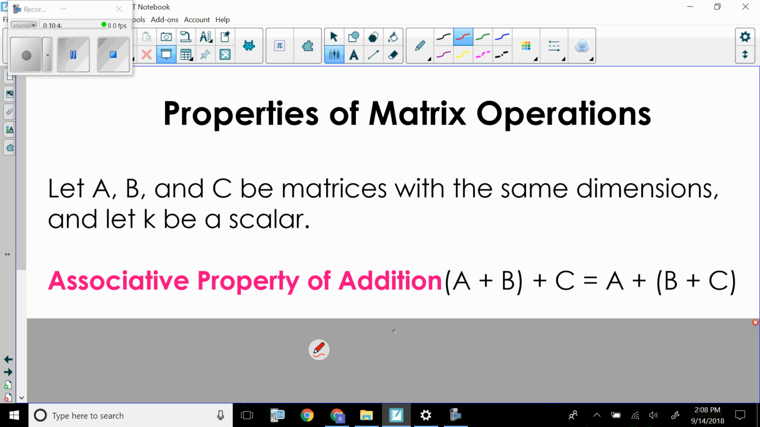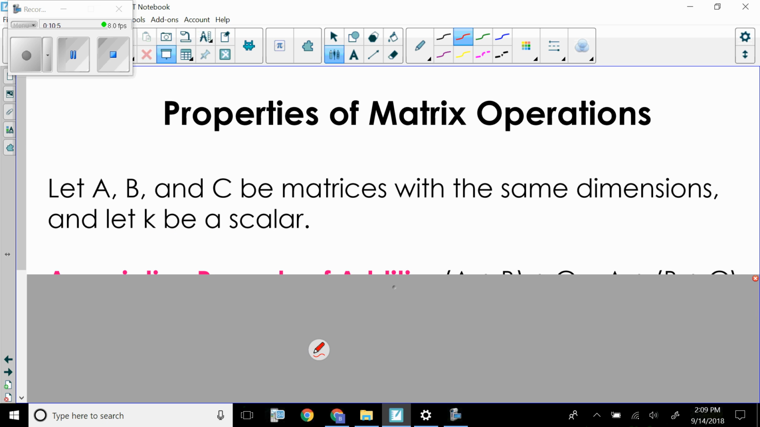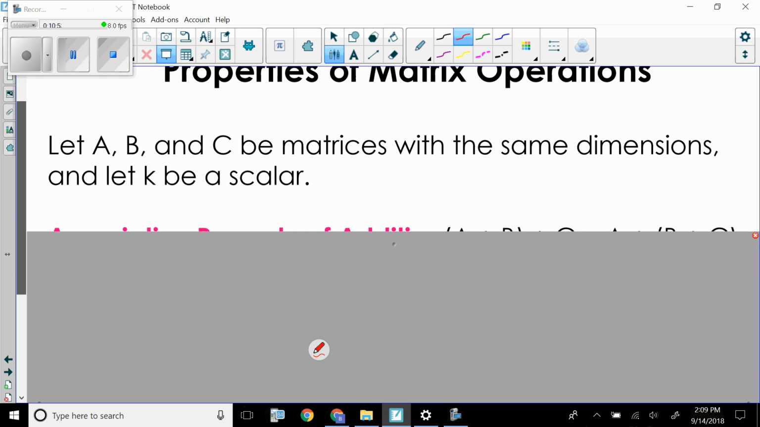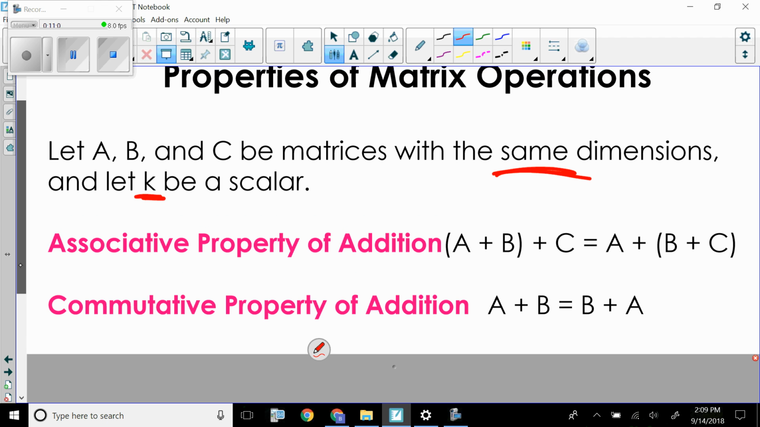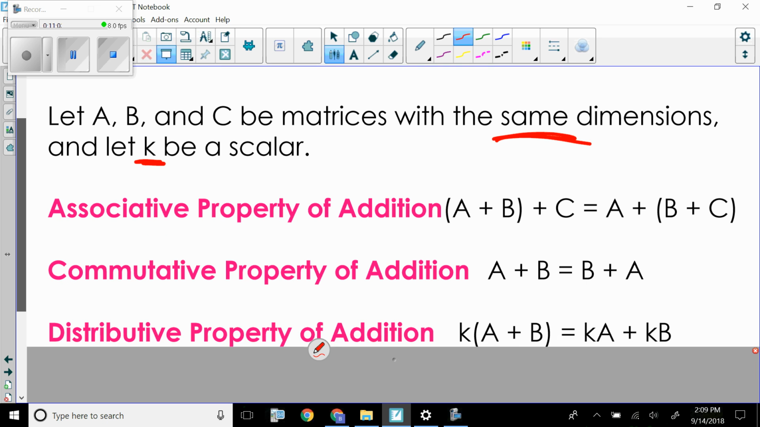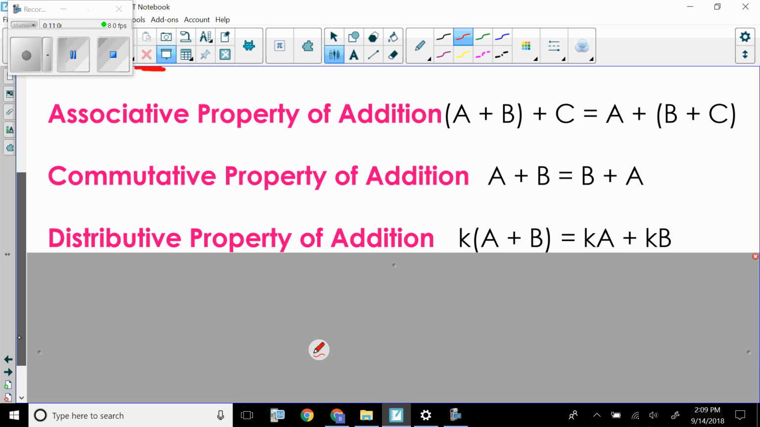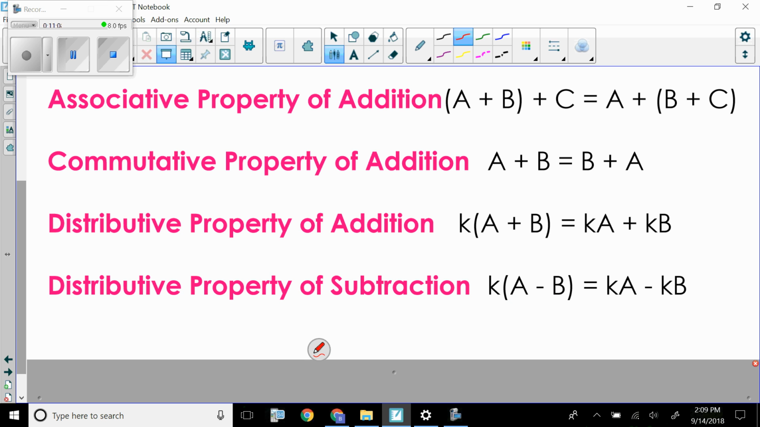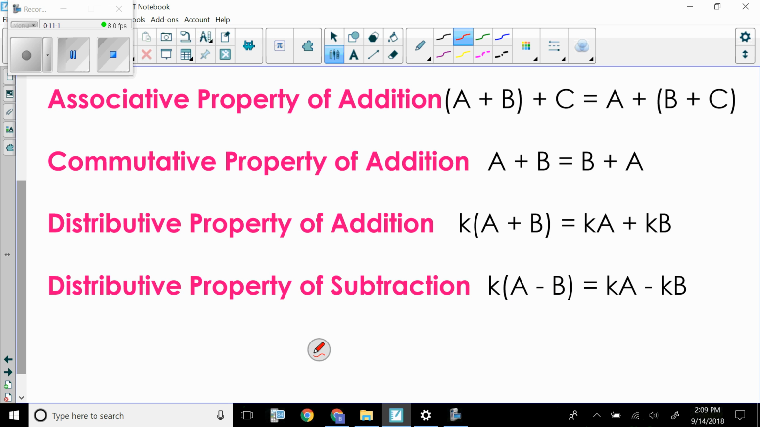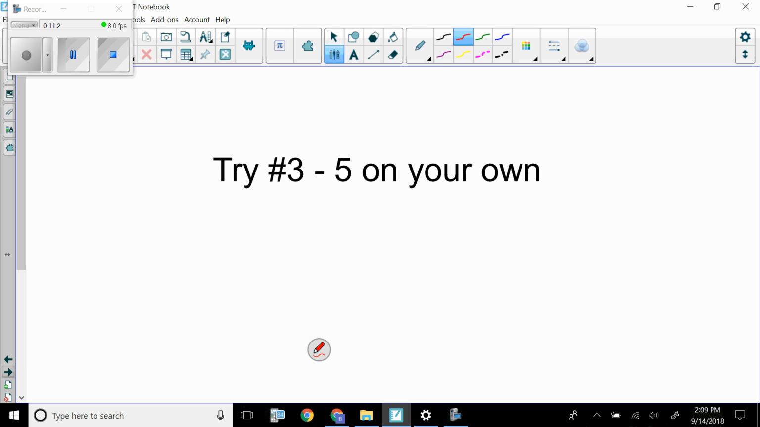On to matrix operations. If I allow A, B, and C to be matrices with the same dimensions, and K be a scalar, that's just some number, we have the following properties, which we've studied before in mathematics. Now you should pause the video again and write down all of those properties. So you've had a chance to write them all down. Let's go on and see if we can put them into use.